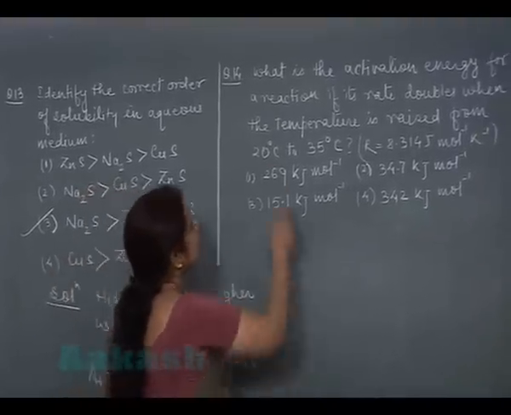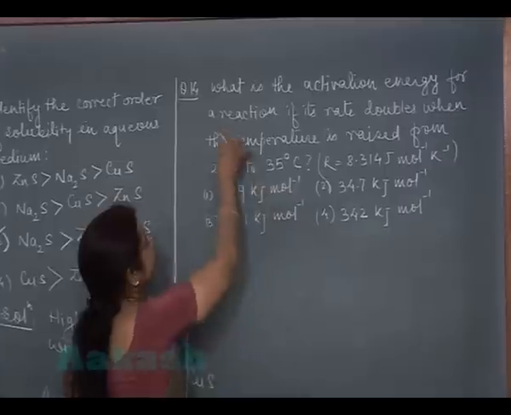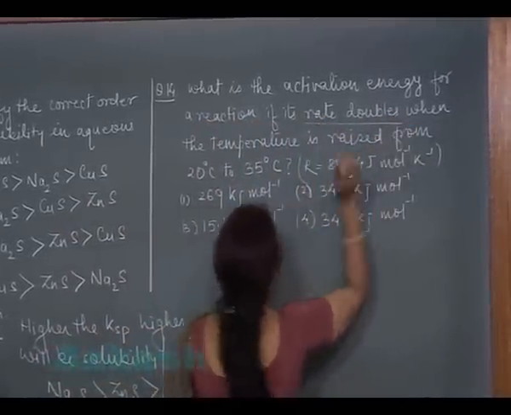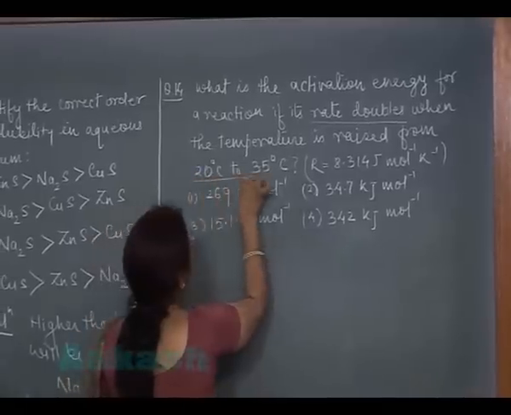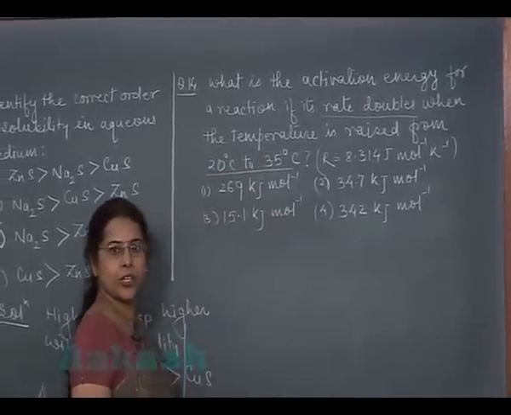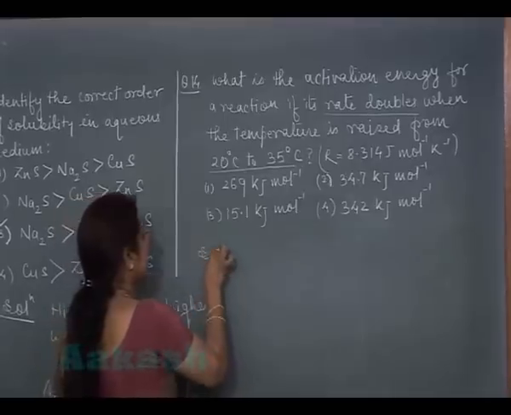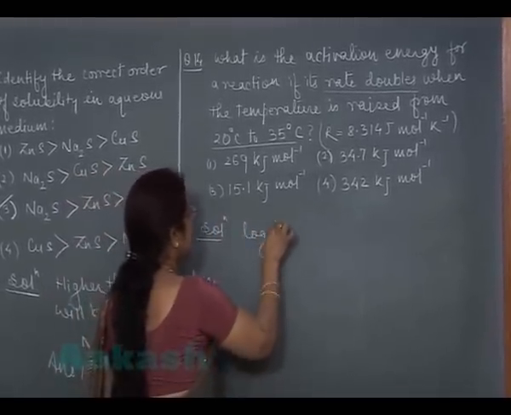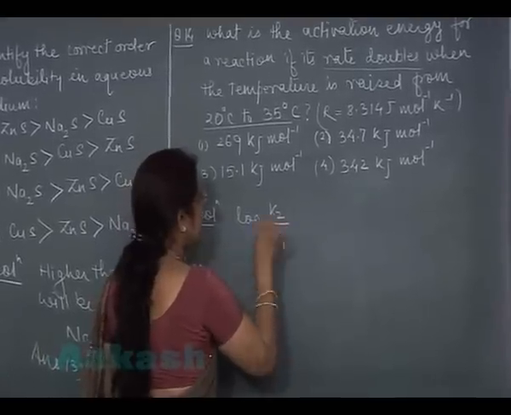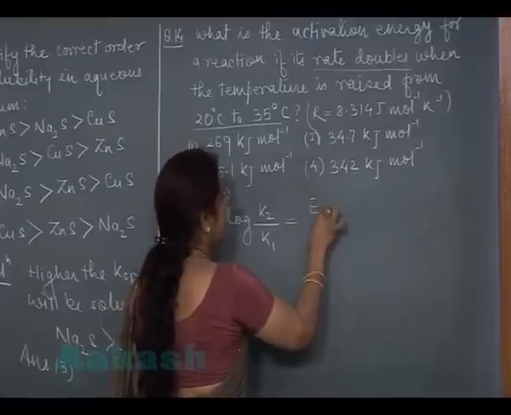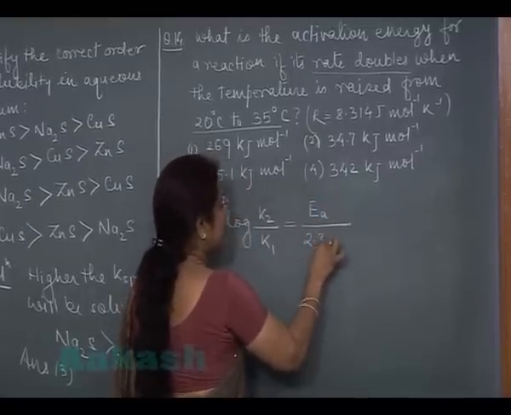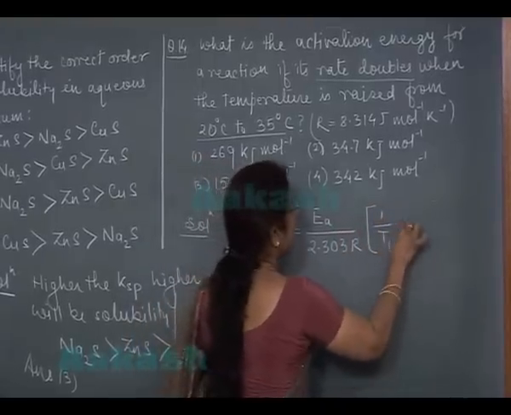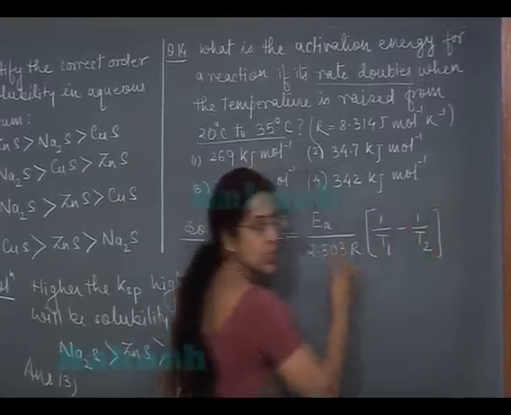Question number 14 is what is the activation energy for a reaction if its rate doubles when the temperature is raised from 20 degree to 35 degree centigrade? In order to solve the question, we will use the Arrhenius equation. Log K2 by K1 is equal to activation energy divided by 2.303 R into 1 by T1 minus 1 by T2.